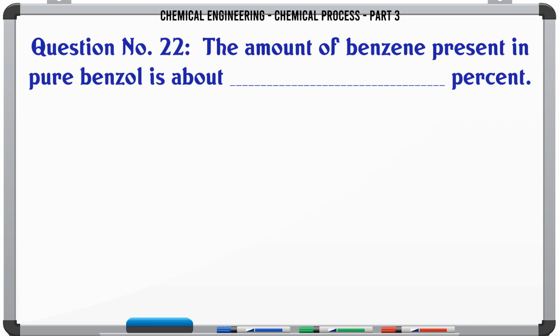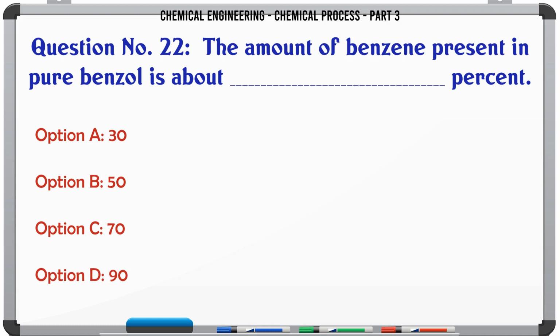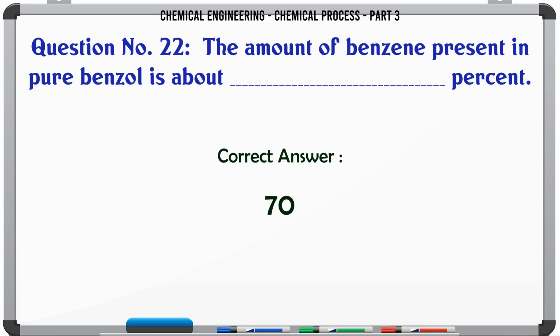The amount of benzene present in pure benzol is about what percent? A. 30, B. 50, C. 70, D. 90. The correct answer is 70.